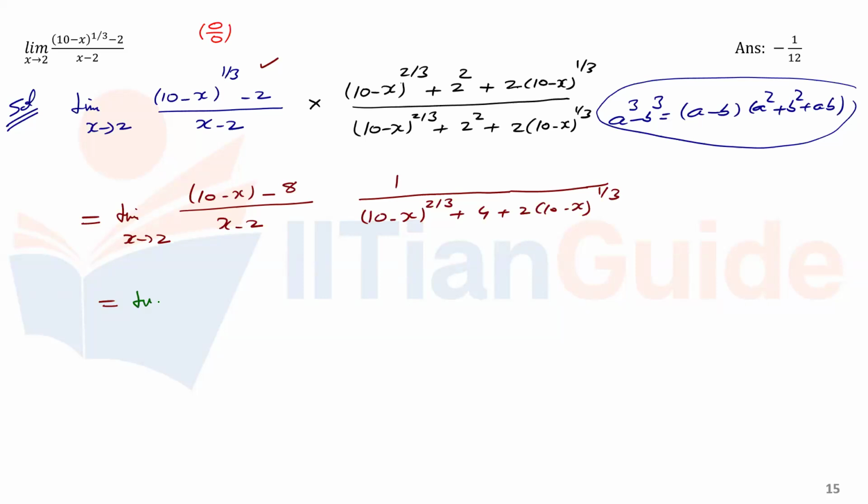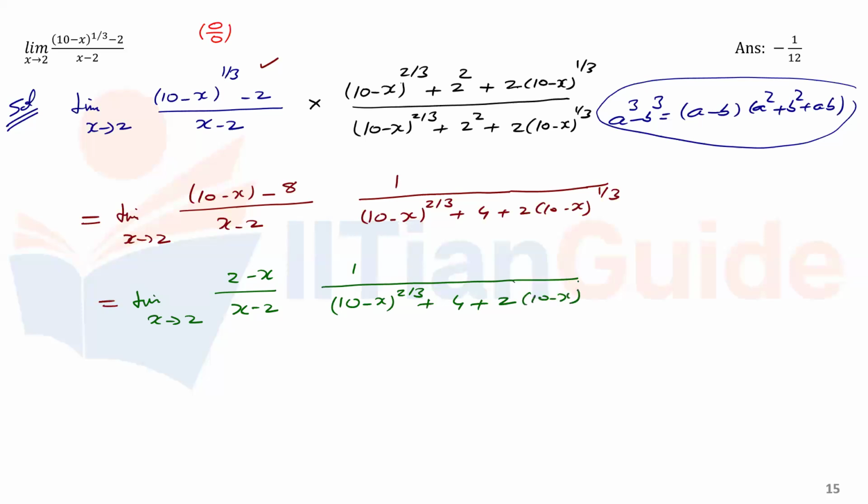Now what happens? I'm getting limits x tends to 2, 10 minus x minus 8, that becomes 2 minus x. In the denominator, I have x minus 2. Both these terms were making the problem. They were 0 by 0 form. Now I can cancel them and I will get the answer. I'm completing the question: (10 minus x) power 2 by 3 plus 4 plus 2 times (10 minus x) power 1 by 3. In the numerator, I have 2 minus x and in the denominator x minus 2. So I can cancel them and it will become minus 1. 0 by 0 form got eliminated.